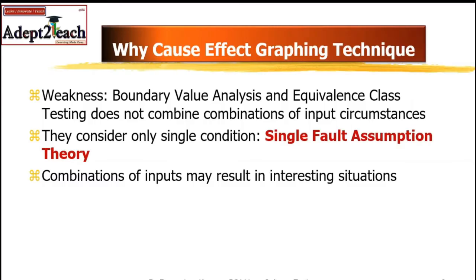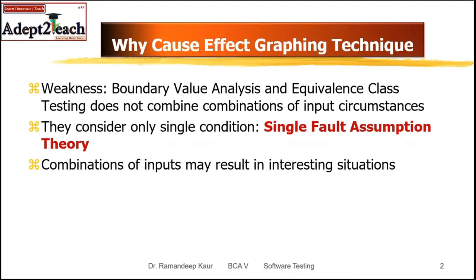Up till now, whatever techniques we have taken so far, that is equivalence class testing or boundary value analysis testing, they were based on single fault assumption theory, focusing on that at any point of time, only one input can have a problem. There can be fault only in one input, and the rest of the inputs were kept on nominal value. That means at any point of time we could identify the errors only in one input condition.